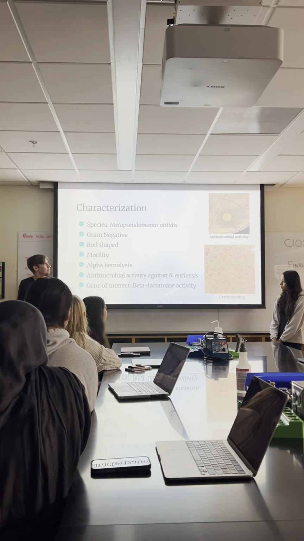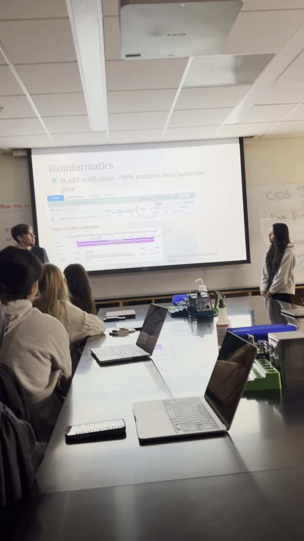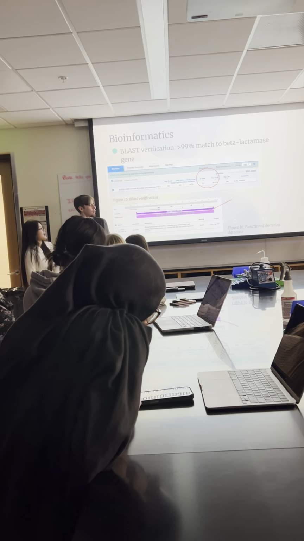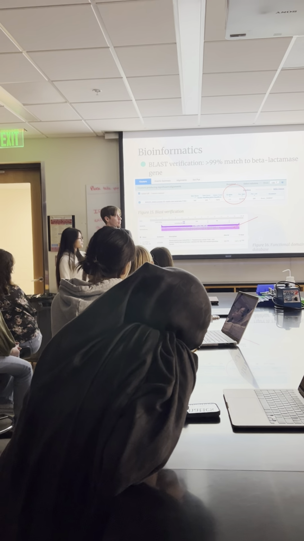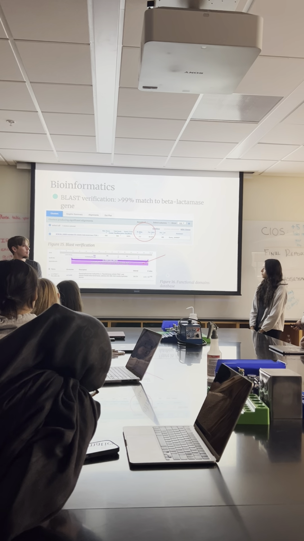I also ran my gene sequence against a known gene sequence of beta-lactamase, and there's a greater than 99% match. And also my functional domain database showed that there's a zinc binding site, which is what a metallo-beta-lactamase would use. It uses zinc to hydrolyze beta-lactam antibiotics, and it also has a metallohydrolase-like MBL fold. So the structure of my protein has folds that are related to metallo-beta-lactamases.